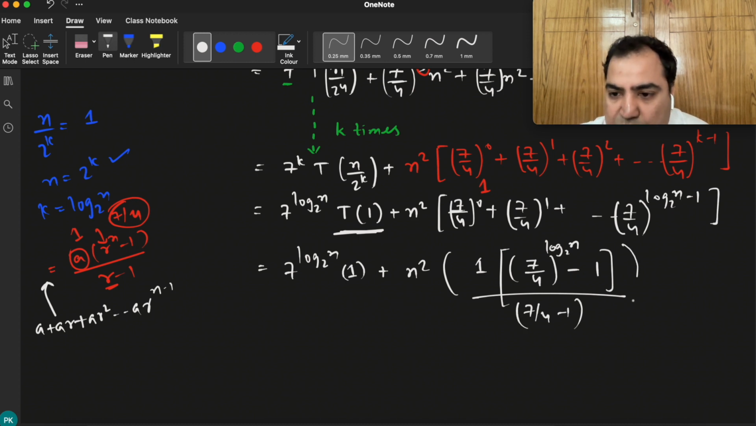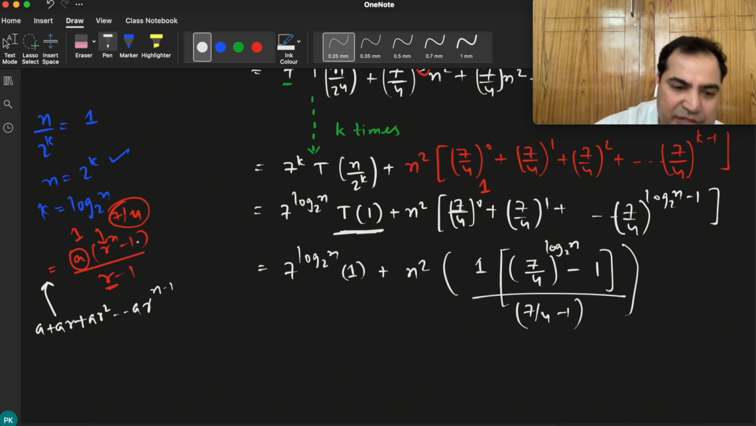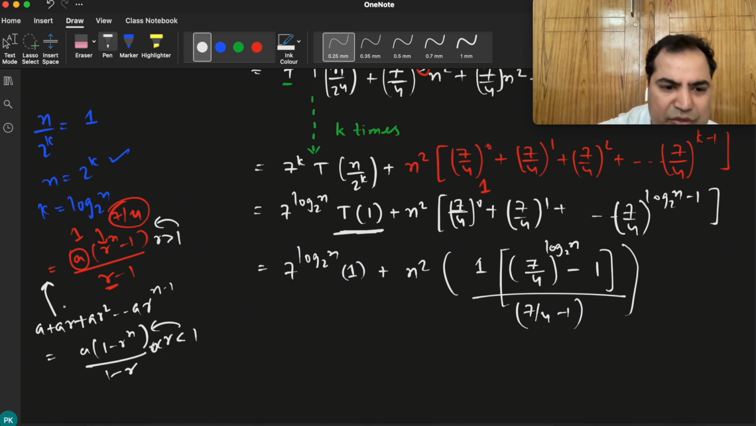Okay, so now what I mean to say is, you might say this is 1 minus R raised to power n upon 1 minus R. So when R is less than 1, or when R is from 0 to 1, we use this formula, and when R is greater than 1, then we use this formula, right? So this is like mathematical background, and this is how we can write it.